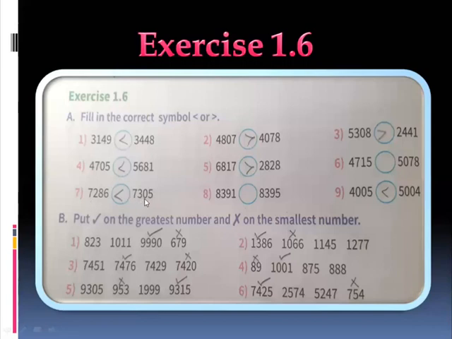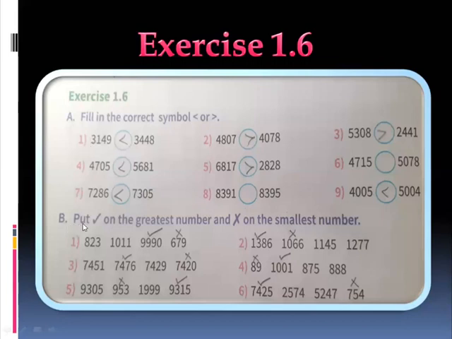Eighth one you have to do. Here 8,391 is there. Here 8,395 is there. Up to here the thousands place is the same, hundreds place also same, tens place also same. In this number you have to see the ones place. In the ones place, see which is the biggest number, and for that you have to put the greater or lesser sign. Okay, ninth one, 4,005 is less than 5,004. Understood now? Greater than and less than. Okay, this is exercise 1.6 A.